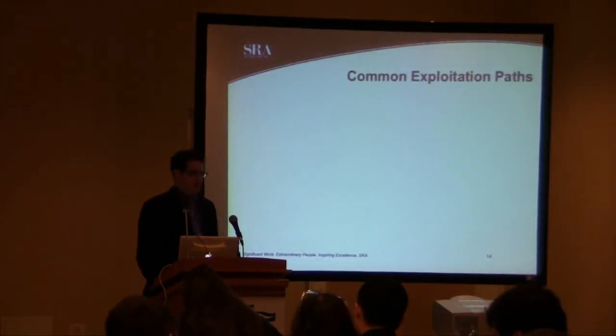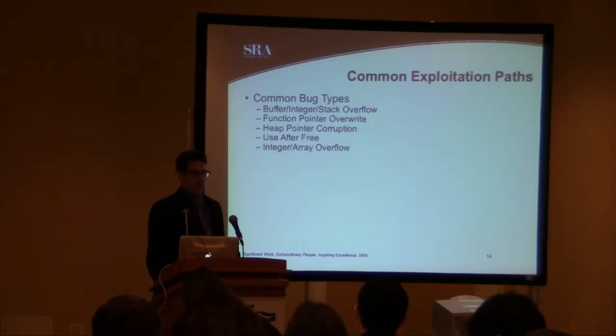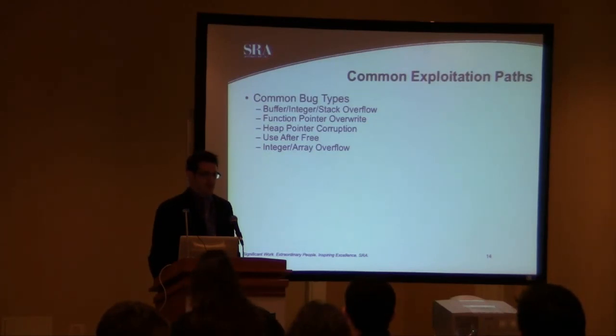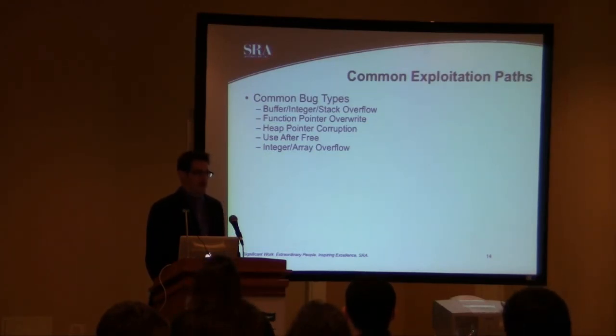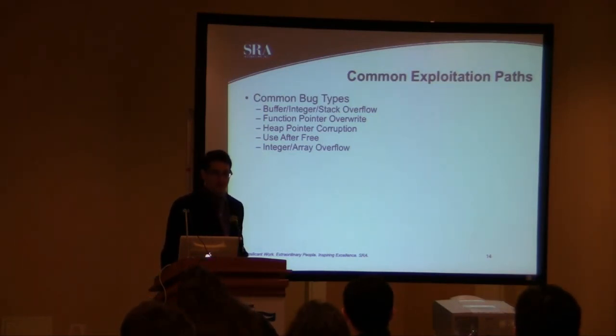So common exploitation paths. I'm sure most people are familiar with the common bugs that are out there, buffer and integer stack overflow type stuff. Function pointer overwrites. There was one example I considered using for this that was a Microsoft Excel function pointer overwrite that you can grab. It's publicly available. Kind of an interesting exploit and really fun to go back to. It was one of the earlier ones that we worked with as our background for how we made this a repeatable process. Heap pointer corruption, use after free, integer array overflow type stuff.